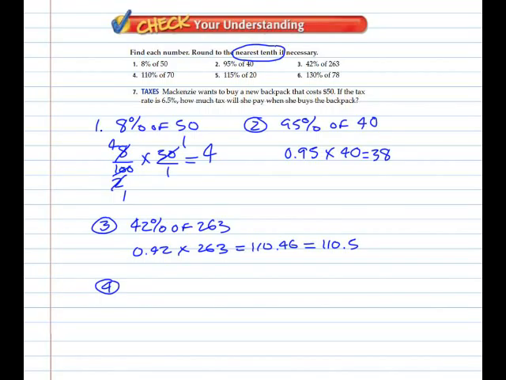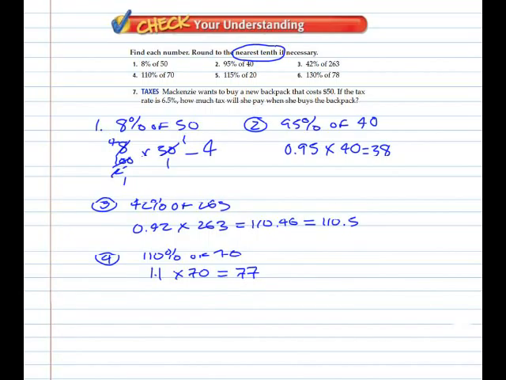Number 4. 110% of 70. Change 110% to a decimal, 1.1 times 70. Use the distributive property. We have 70 plus 7. Our answer is 77.